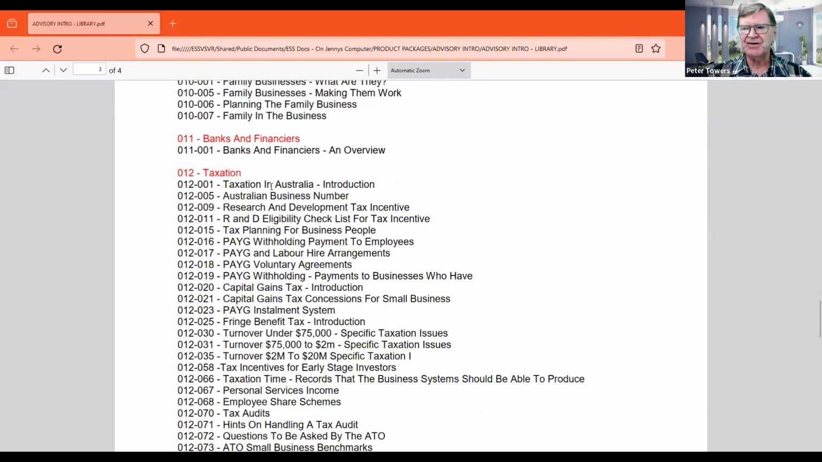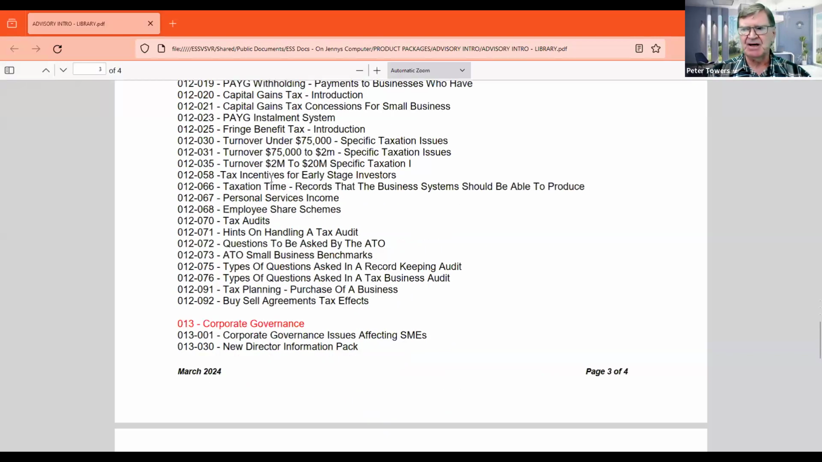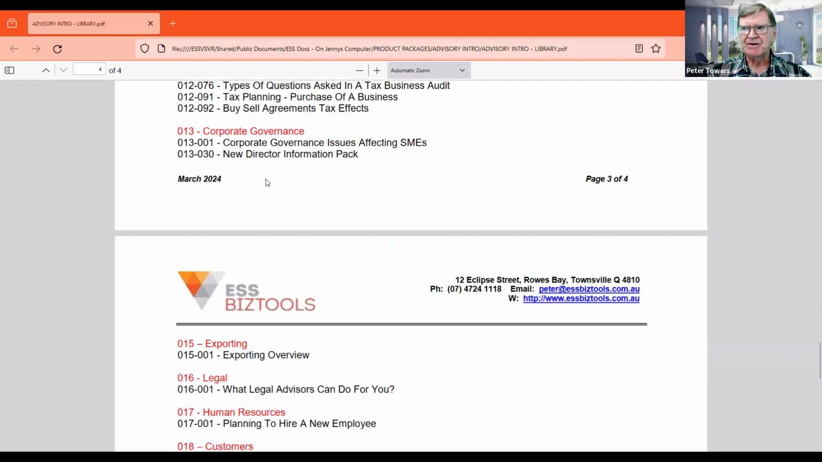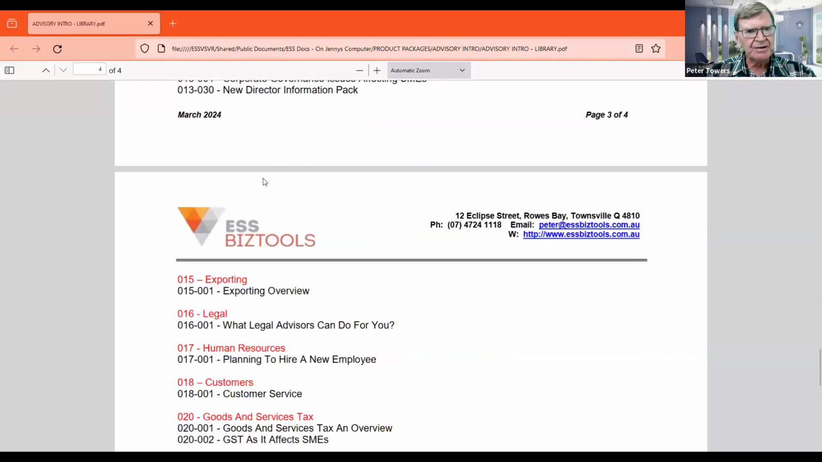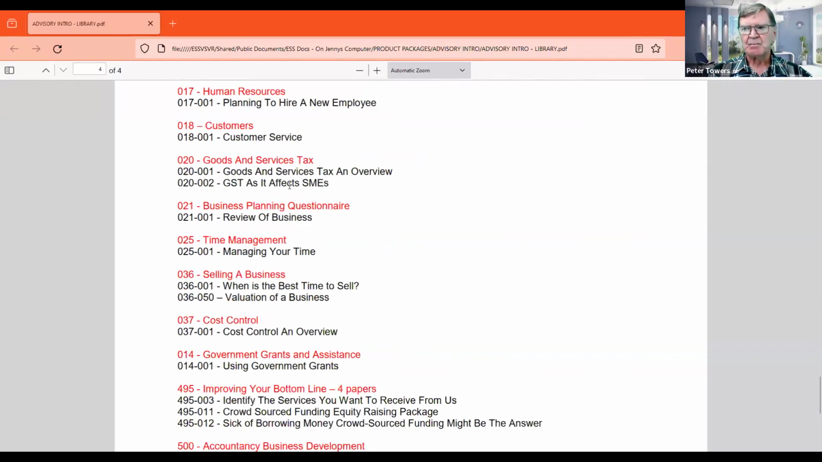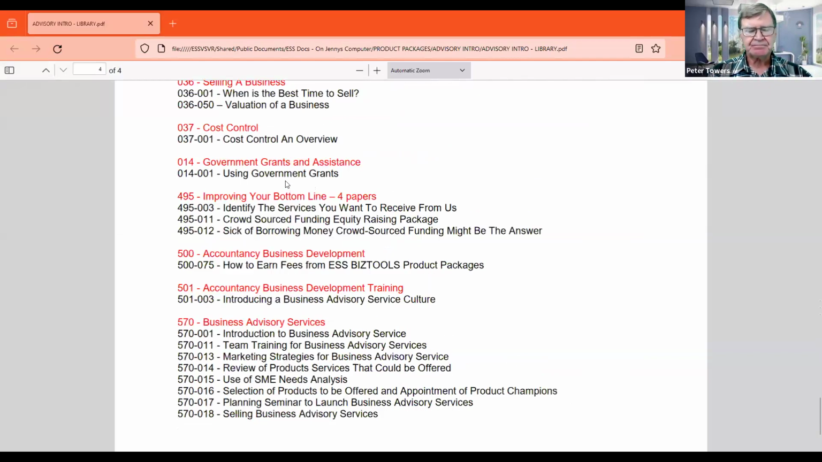There is some material on taxation. We always say ESS BIZTOOLS doesn't have much on taxation, but there are some things there because it's directly targeted at the SME client. Corporate governance is very important, and we've got some material there. And later on in the full system library, which is about 580 papers, there's material on board of advice and more information on directors' duties and responsibilities. Selling a business, cost control, improving the bottom line, and so it goes on.